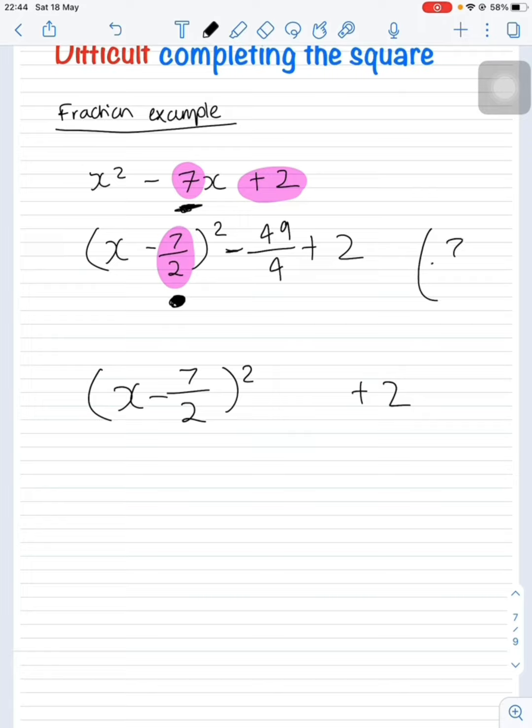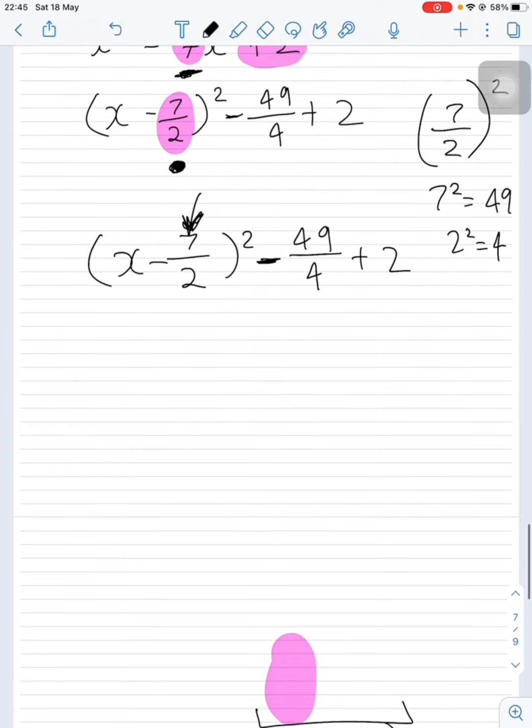And then we always have to minus the square of this. So what's the square of 7 over 2? So let's square that. What's 7 squared? 7 squared is 49, and 2 squared is 4. Okay, so that's going to give us minus 49 over 4. Remember, we always have to do the square of this number. And we have to do minus this always. Okay, so now we've got that.